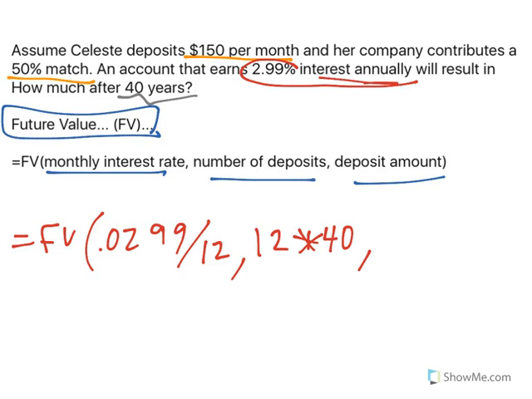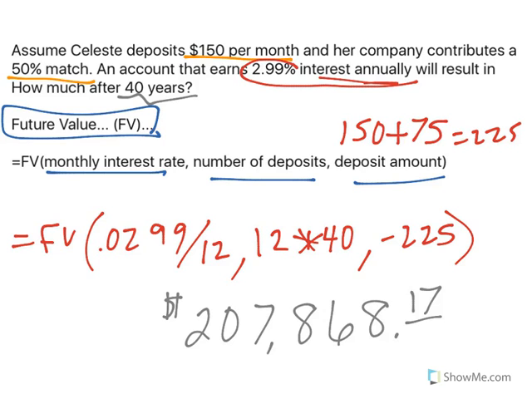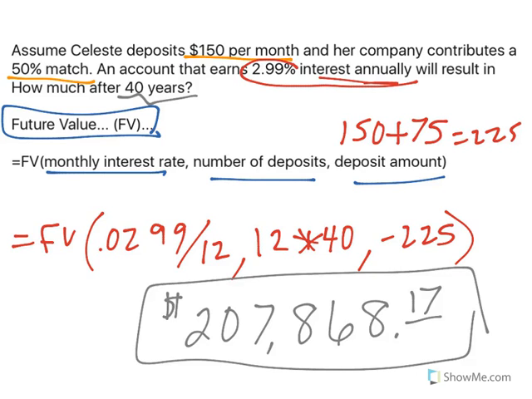And how much is she putting in at a time? Well, Celeste is putting in 150, but the company is matching 50%. So that's 225. So you do have to put in all the deposit amount, whether that's just you or you and the company. So when I put that in, you type it into Excel, and Excel is going to spit at you $207,868.17. So after 40 years, that's the amount that Celeste will have in her retirement account.